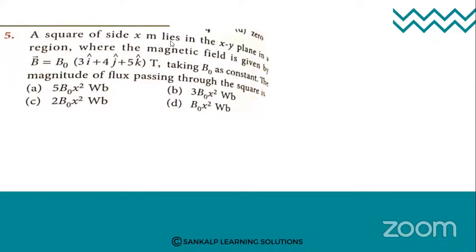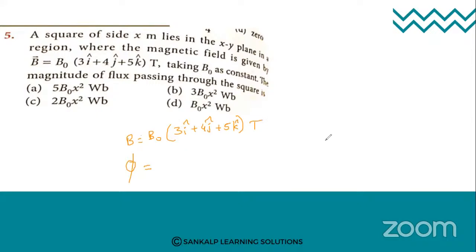A square of side x meter lies, x m antadre x meter aita, lies in the xy plane in a region where the magnetic field is given by. So magnetic field is given by, what is the formula? That is B is equal to B naught 3 I cap plus 4 J cap plus 5 K cap T, T andre Tesla aita, magnetic field unit ide. Taking B naught as constant, the magnitude of the flux passing through the square is, you need to calculate the magnetic flux passing through the square.